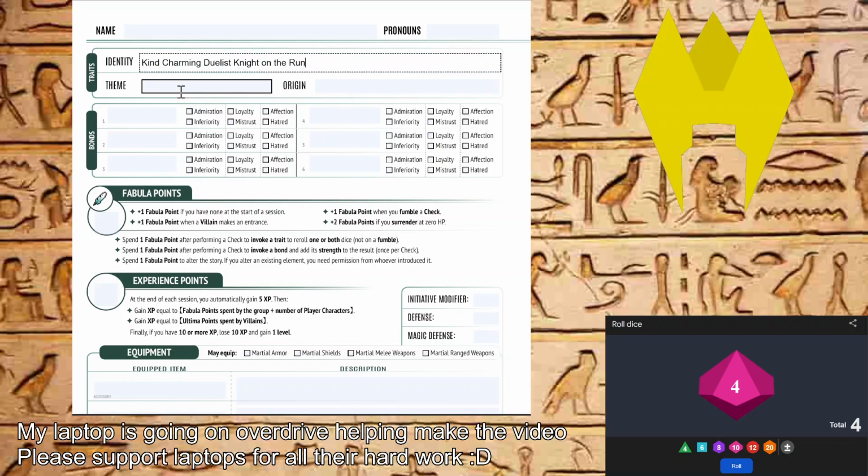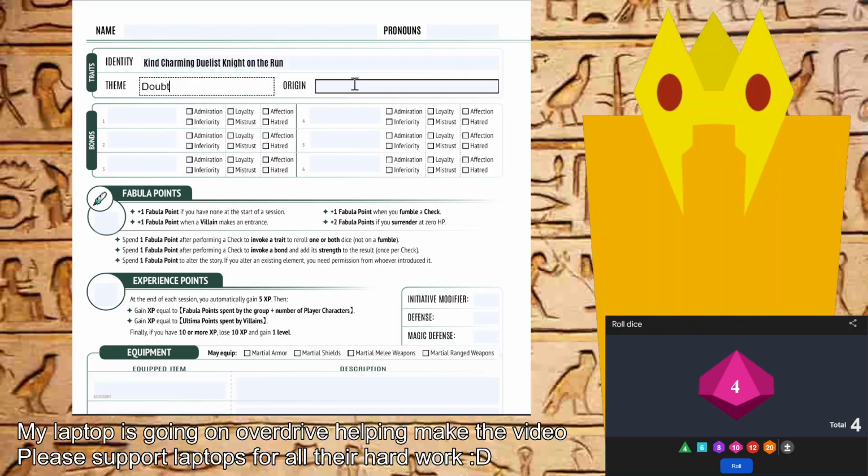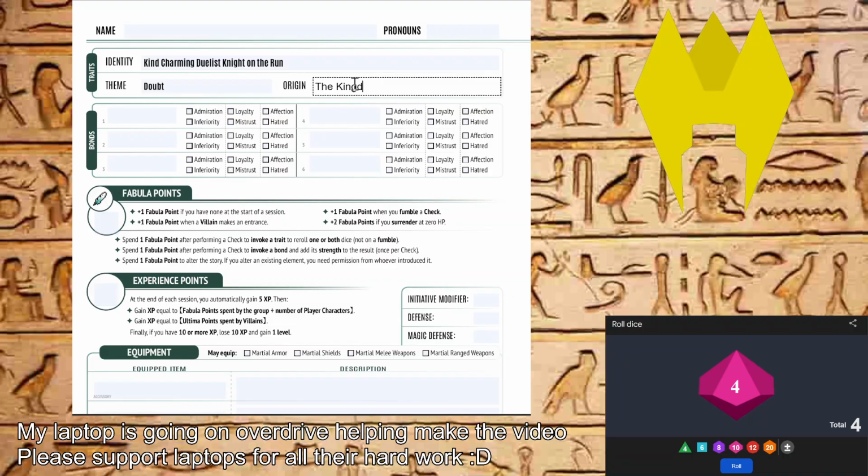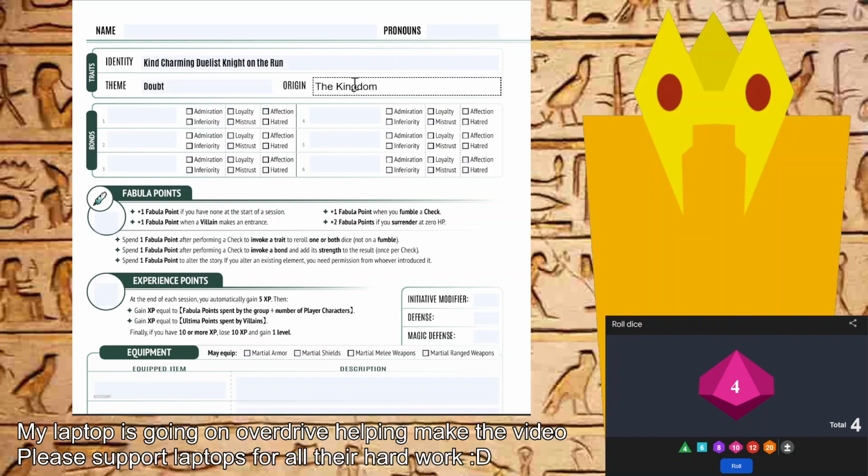Let us get that filled in. And for an origin, this can vary based on the setting that your group created. So I'm just gonna say the kingdom. Just a very general term that could probably be filled in by anything. And those are our traits right there.